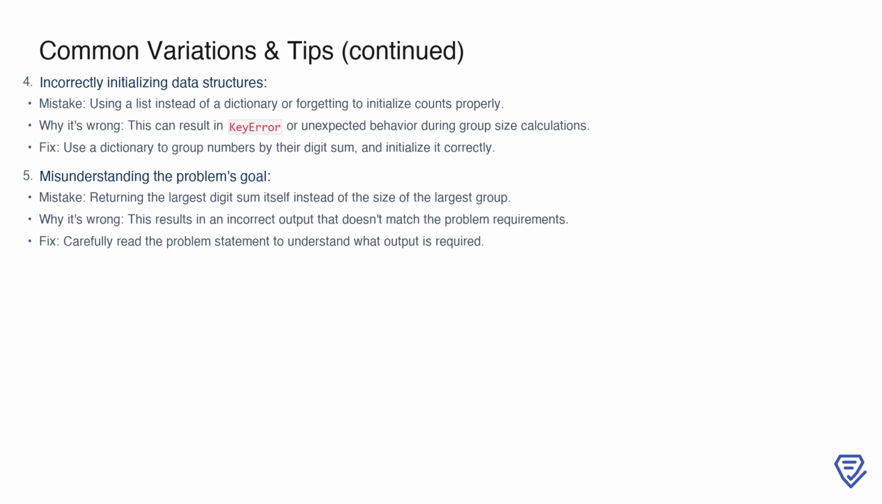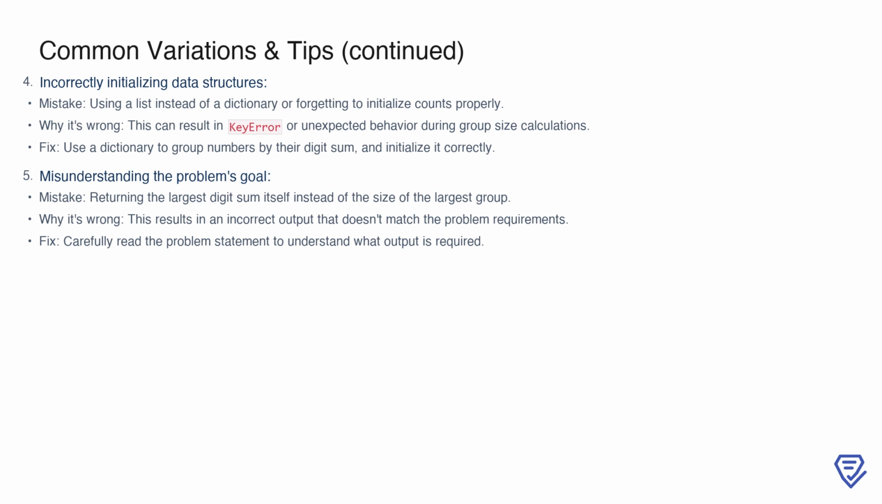Additionally, misunderstanding the problem's goal can lead to incorrect outputs. Some mistakenly return the largest digit sum itself instead of the size of the largest group. This happens when the problem statement isn't fully understood. To fix this, always ensure you carefully read and comprehend what the problem is asking for. Here, it's the size of the largest group, not the digit sum. These kinds of mistakes highlight the importance of both correct data structure usage and a clear understanding of the problem requirements.